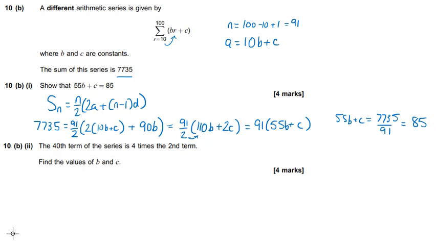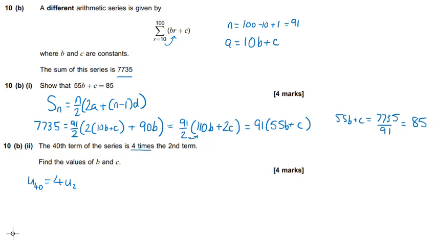Right, the 40th term of the series is 4 times the second term. So the 40th term in the series, let's write that as u40, is equal to 4 times the second term, u2.